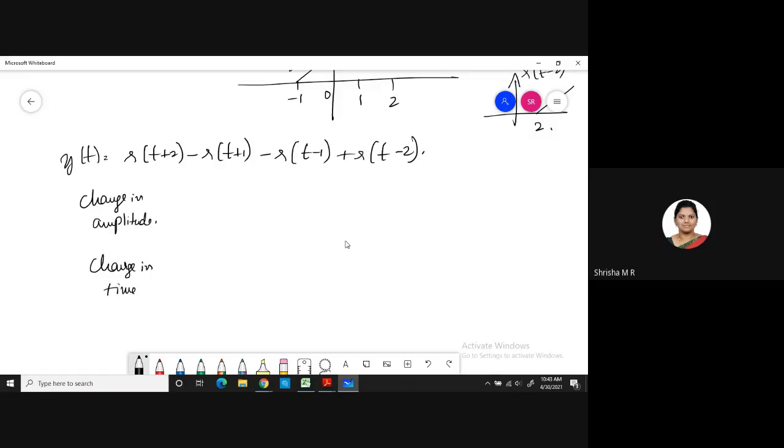So what is the amplitude in the first one? It is 1. In the second one, it is minus 1. Third one also minus 1. Fourth one, it is 1. And change in time means this is occurring at t is equal to minus 2, this at t is equal to minus 1, this at t is equal to plus 1, and this at t is equal to plus 2. Now we'll try plotting this.